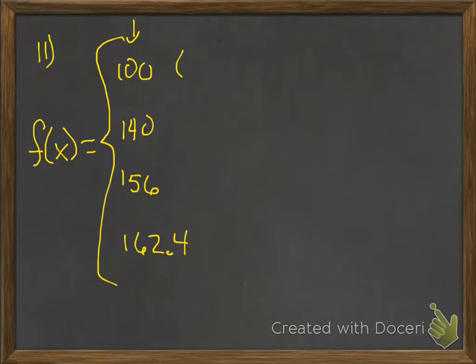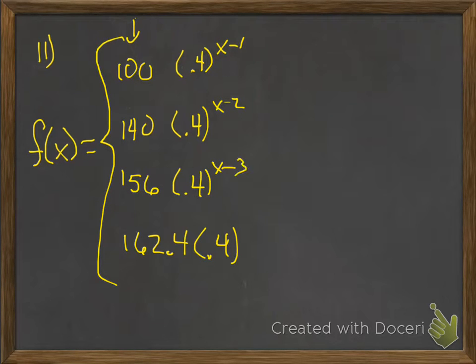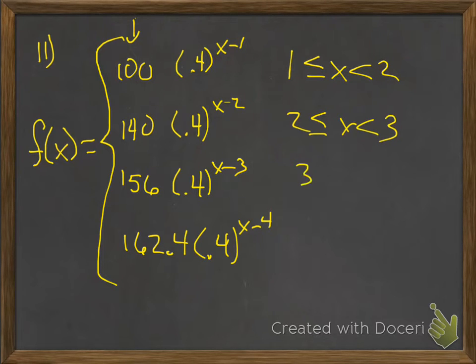Then your keep rate. In this case, 0.4, 0.4, 0.4, and 0.4. And then the exponents won't change: x minus 1, x minus 2, x minus 3, x minus 4, and the restrictions won't change: 1 to 2, 2 to 3, 3 to 4, 4 to 5. So that should be the same, should not be a problem. There you go. That's number 11.